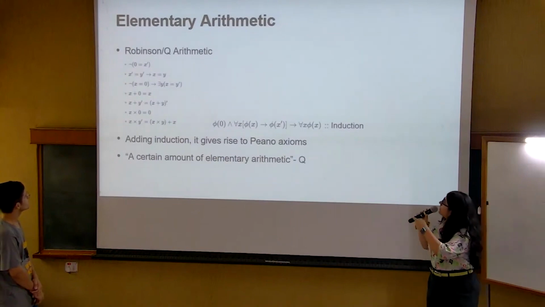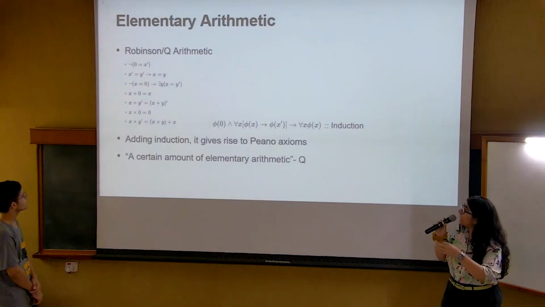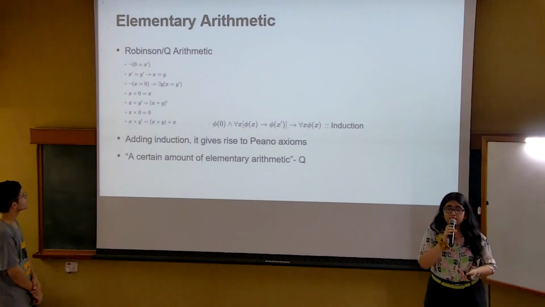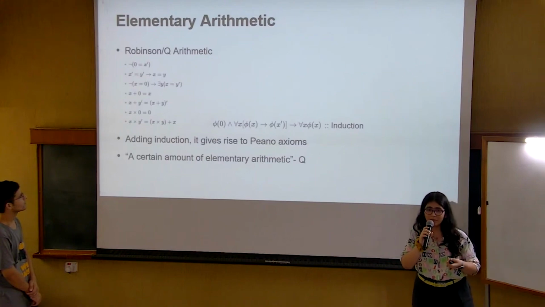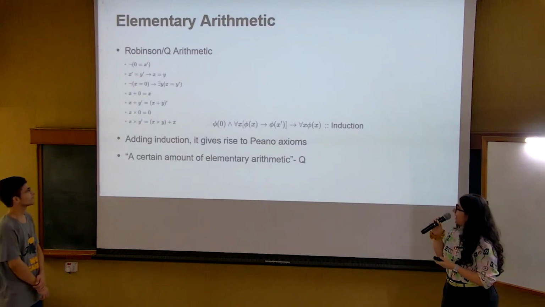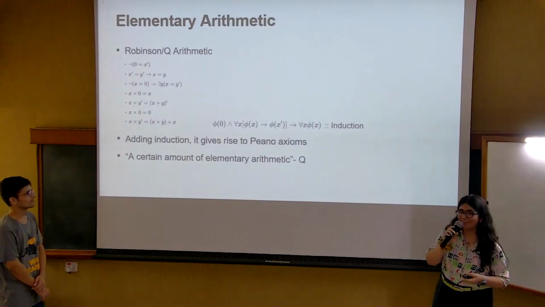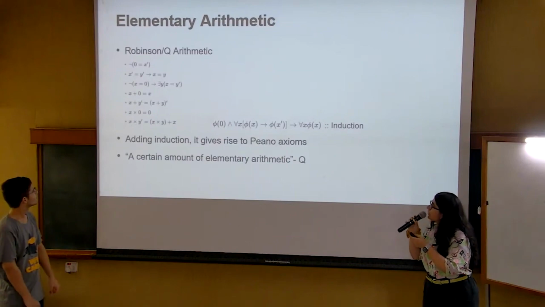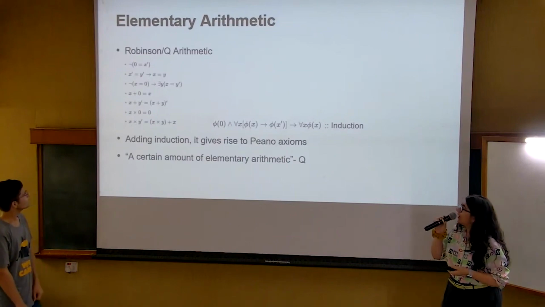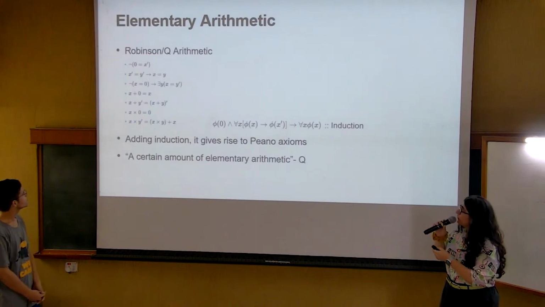And here it is shown, this is the inductive axiom. Upon adding this to the 7 axioms, it gives rise to the Peano axioms. As first year undergraduates, this gives us a lot of memories back, of how it started. A certain amount of elementary arithmetic is a very important part of Gödel's theorem, and this can be fulfilled by the Q arithmetic system.